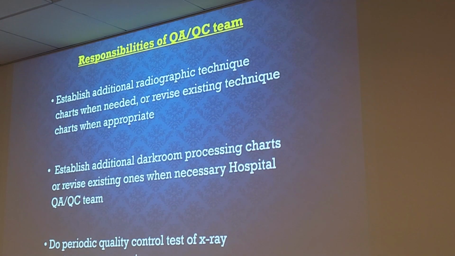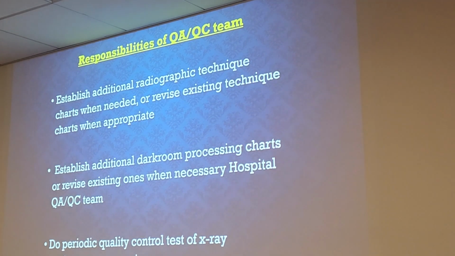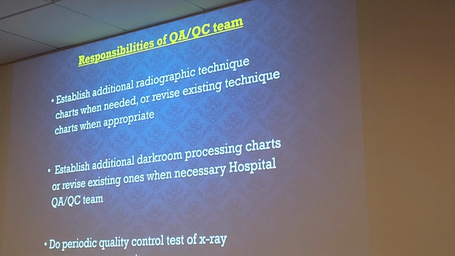Alright, so one of the responsibilities of the QA/QC team is to establish additional radiographic techniques whenever needed for your charts. That's your exposure charts, or you can revise existing technique charts whenever appropriate. Normally, this would happen if the department gets a new machine or if an existing machine undergoes major repair. You may have to tweak your exposure factors a little bit. We don't really worry about dark rooms. I really don't know of any facility that still has a dark room, so we're not gonna worry about that one.